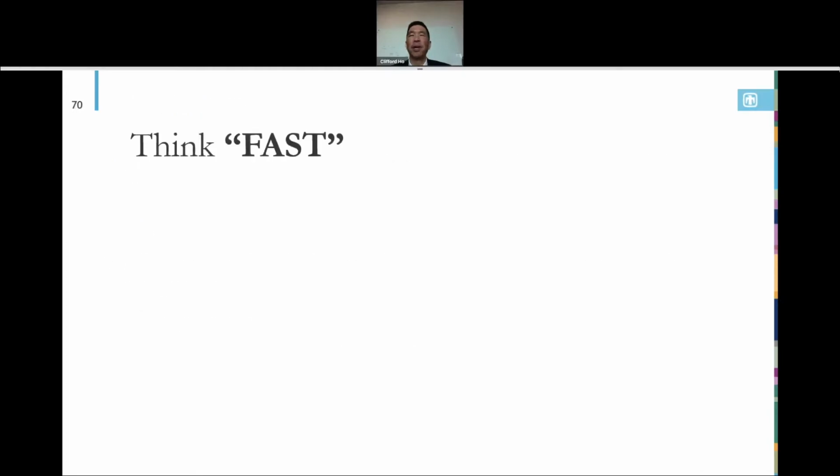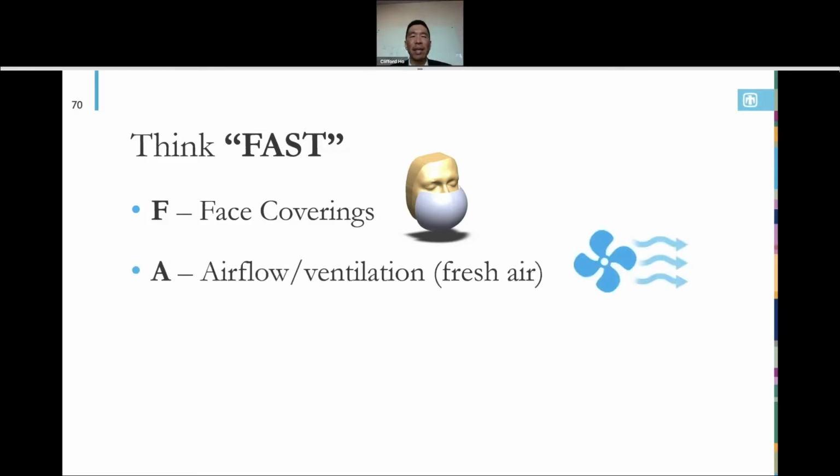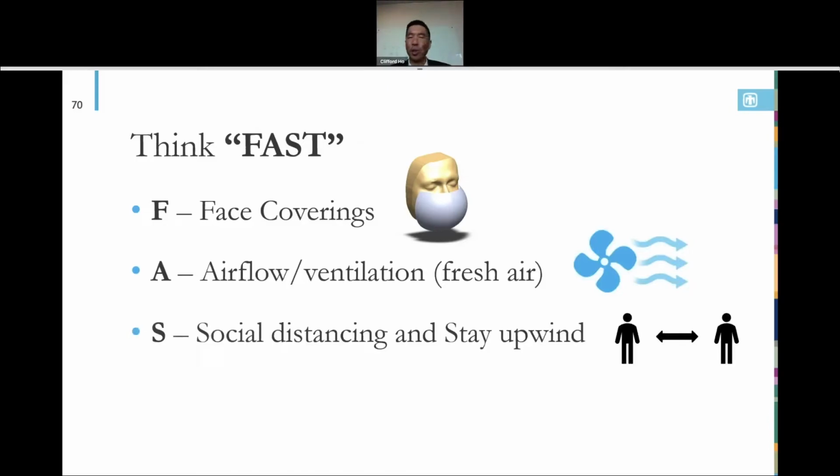So finally, I'm going to summarize everything up with a simple mnemonic: think FAST. FAST stands for, F is face coverings. And we just described it can filter large droplets and reduce momentum and propagation of the smaller aerosols. A stands for airflow and ventilation with fresh air. S stands for social distancing and staying upwind. And finally, T is the time of exposure.